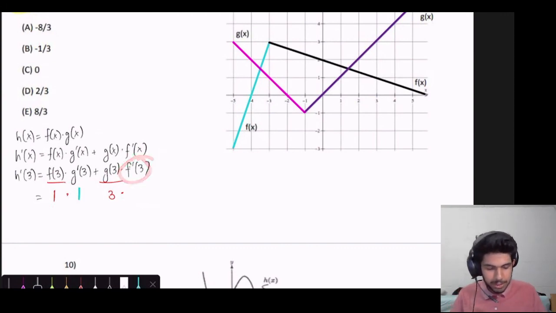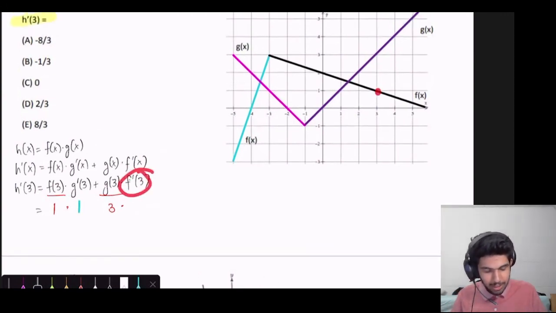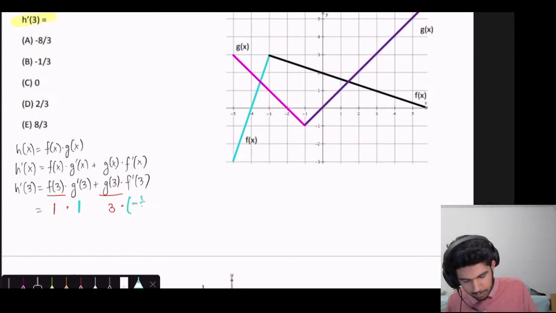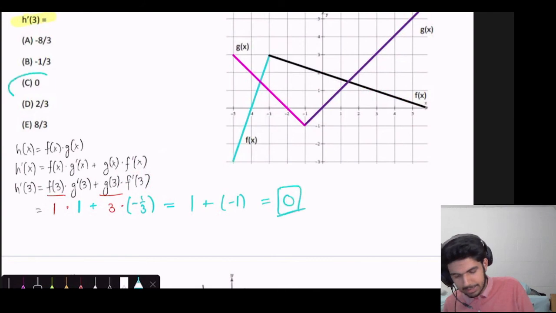Similarly, f prime of 3. We take a look here. The tangent line is this black line, so we just need to find the slope of this line. We know the point 3, 1 is on the curve. We know 0, 2 is on the line. So this slope happens to be negative 1/3. And we are adding these together. So this gives us 1 plus negative 1 equal to 0. C is our answer.